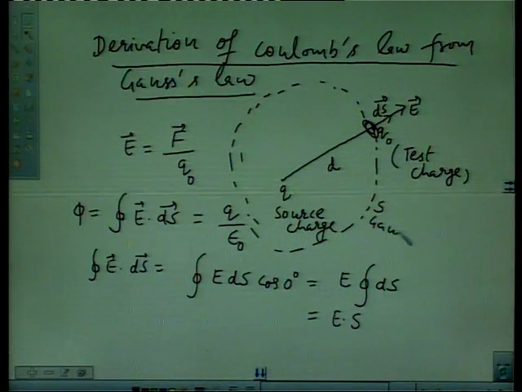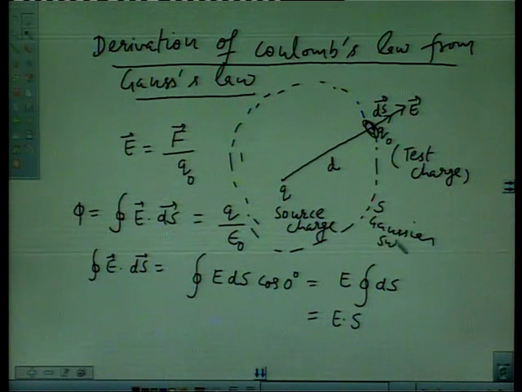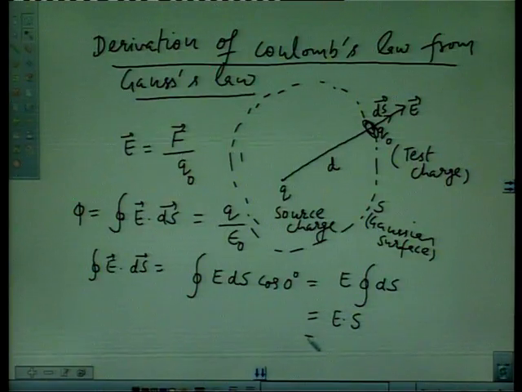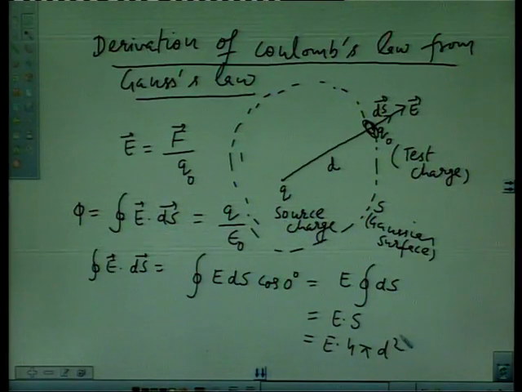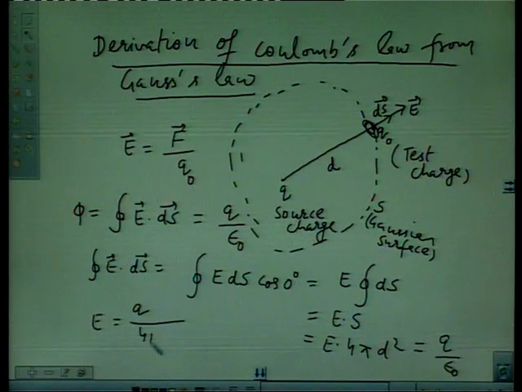This is the Gaussian surface having surface area S. This surface area is equal to 4 pi into d square, since this is like a sphere and its radius is d. So, this is equal to q upon epsilon naught. When we simplify it, we have E is equal to q upon 4 pi epsilon naught into d square.